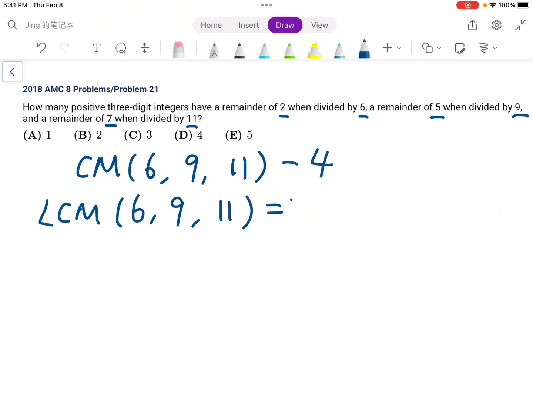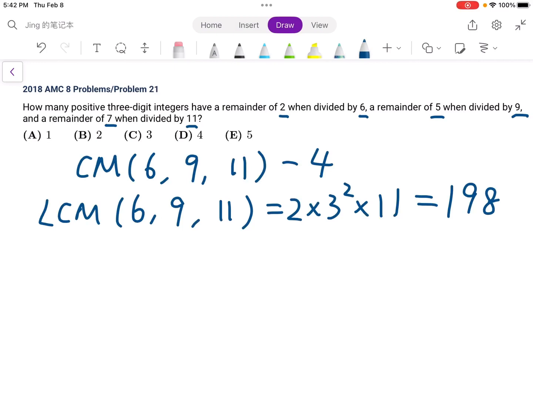That is 2 multiply 3 squared multiply 11 equals 198. And 198 subtract 4 is the number we are looking for, and it's the smallest one. So how many of these numbers are 3-digit integers?